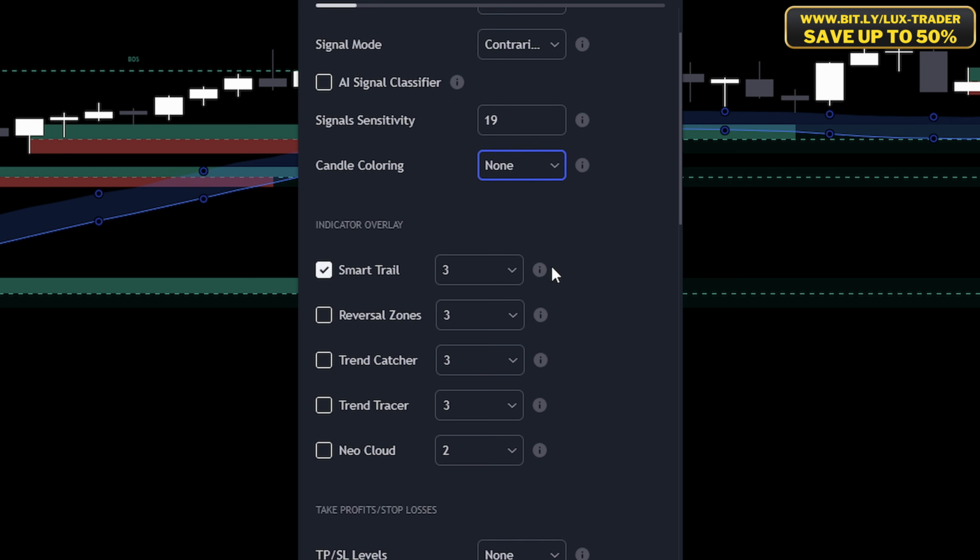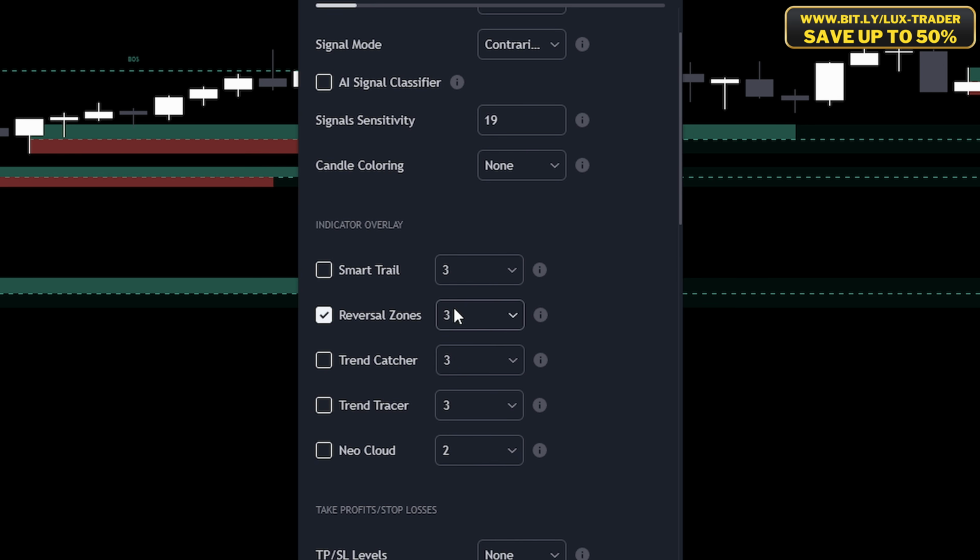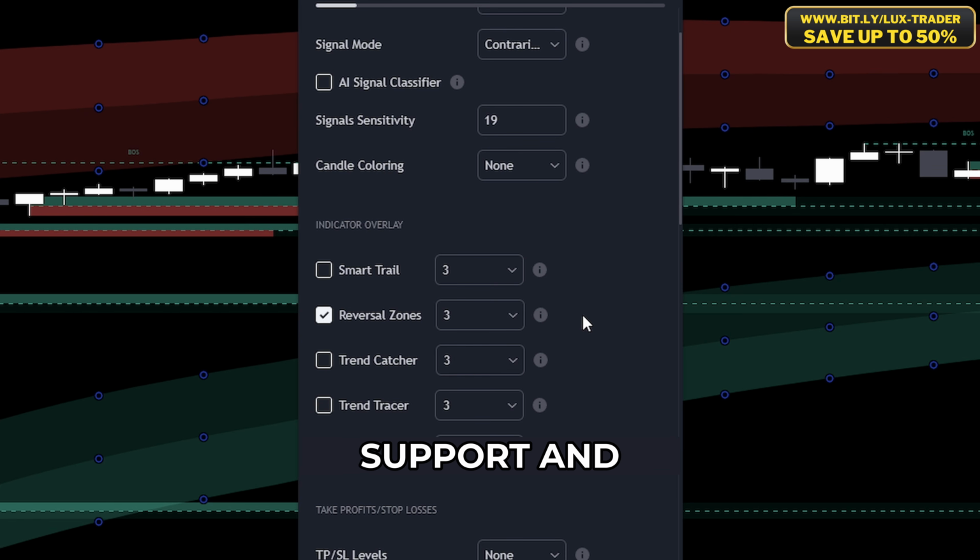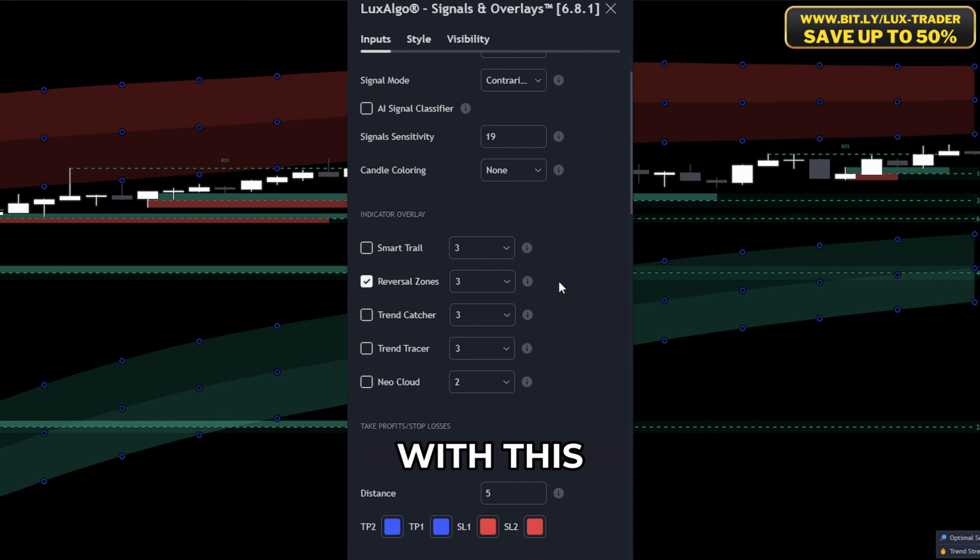Now, disable the Smart Trail feature. While the Smart Trail can be useful in some contexts, in this strategy, we want to rely on the reversal bands instead. So go ahead and enable the reversal bands. These bands act as dynamic support and resistance levels, helping you identify key reversal points in the market. The bands work best in volatile markets where price tends to bounce between support and resistance, and that's exactly what we're targeting with this strategy.